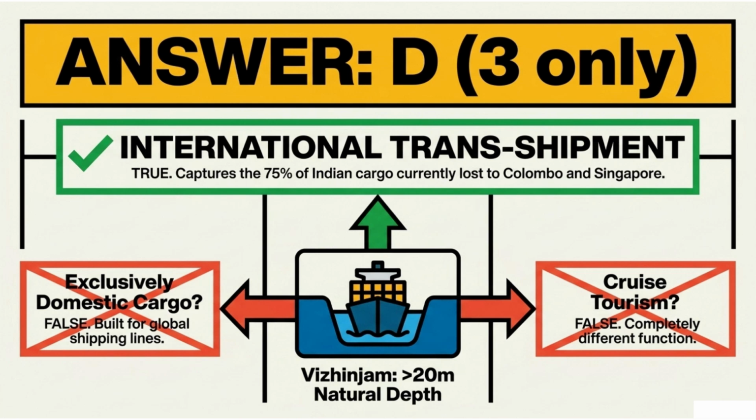Answer is option D, 3 only. Statements 1 and 2 are both wrong by design. Vizhinjam is not an exclusively domestic cargo hub. It is India's first deep-water container transshipment port built for international shipping, and it involves collaboration with Adani Ports and global shipping lines. Statement 1 fails. Vizhinjam is not focused on cruise tourism or heritage shipping. That is a completely different function. Statement 2 fails. Statement 3 is the accurate and complete answer.